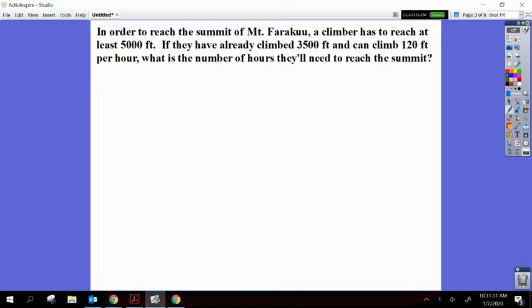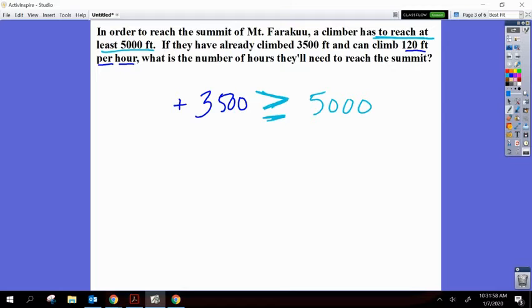So if the climber has to reach at least 5,000 feet, that means what the climber climbs has to be greater than or equal to 5,000. So where the climber is has a goal of getting above or equal to 5,000. On this left side, we're now going to determine what the climber is going to do. Well, they have 3,500 already done. We're going to add to that 120 per hour. The word per generally means multiplication, so 120 for every hour. This is our inequality. Let's solve it.